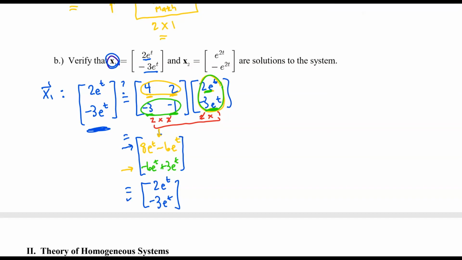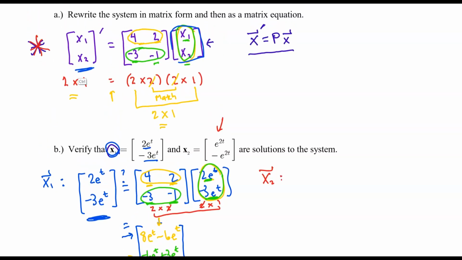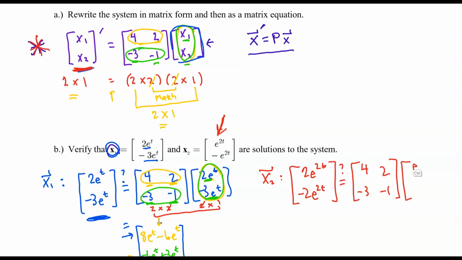For our second equation over here, we have x sub 2 listed as a column vector right here. And we're going to plug it into our matrix equation up here. On the left side, we need the derivative of that column vector. So the derivative of this column vector is 2e to the 2t and negative 2e to the 2t. We found the derivative on this side, and we're going to test and see, is this equal to the coefficient matrix times the original solution, the original x, right here we have original x, e to the 2t and negative e to the 2t.